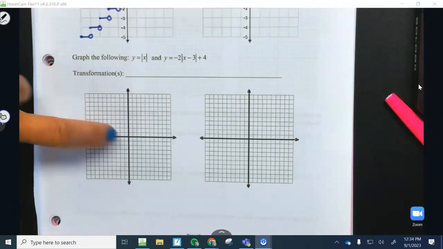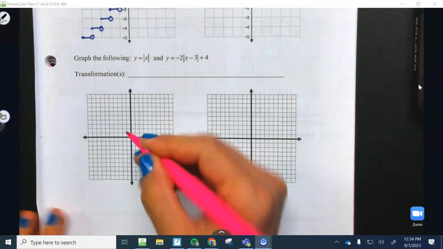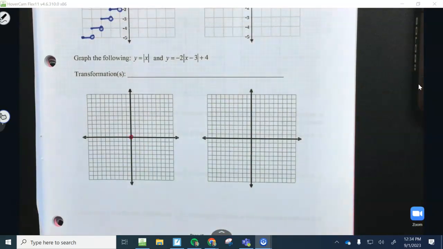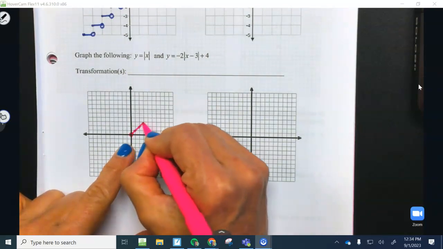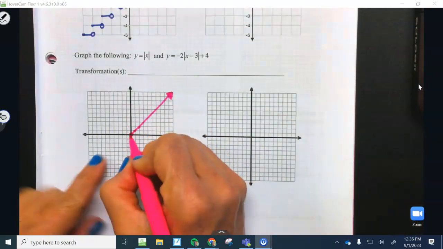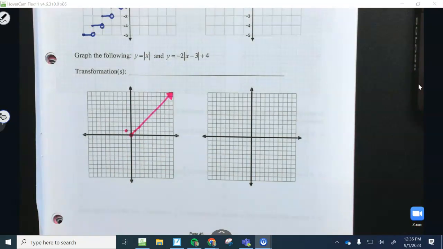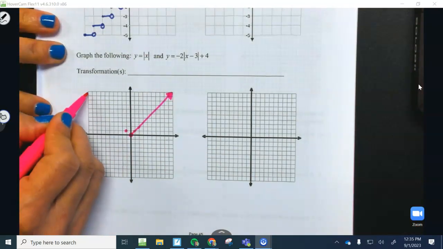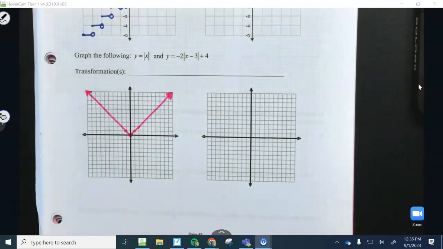All right, absolute value parent function, right here. So remember, everything starts at the vertex for the parent or the origin for the parent function. And remember, your absolute value is a one-to-one relationship. And it is always positive. So even if I go to the left, the output is still going to be 1 up. Don't forget to draw arrows, and don't forget to extend it to the edge of the picture. So there's your parent function.